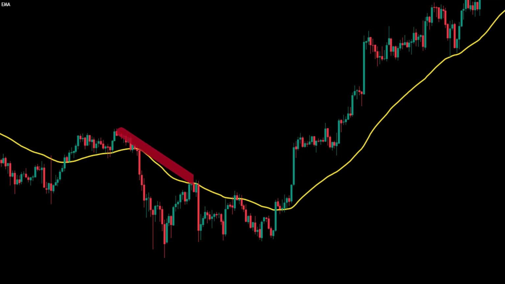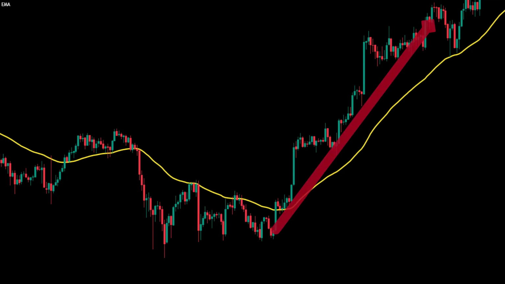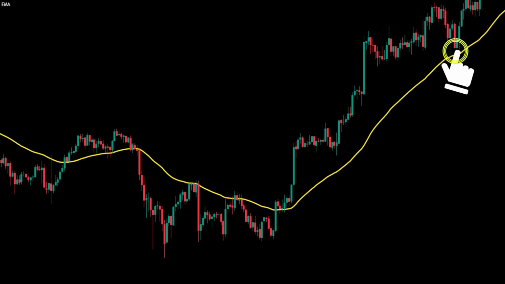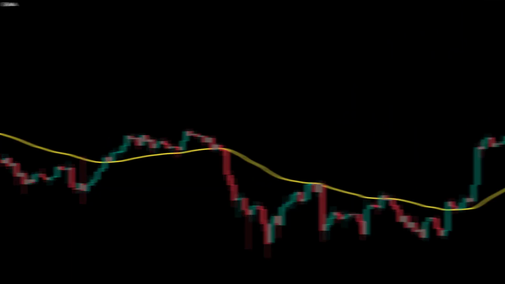Here on the chart, you can see that when the price was trading downwards, the moving average was acting as the resistance level using these 3 price points, but when it started trading upwards, the moving average also acted as the support level, also using these price points. So this is practically the application of switching or changing of the support and resistance levels.